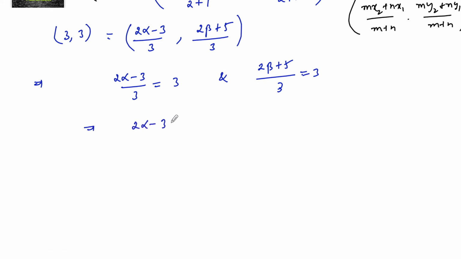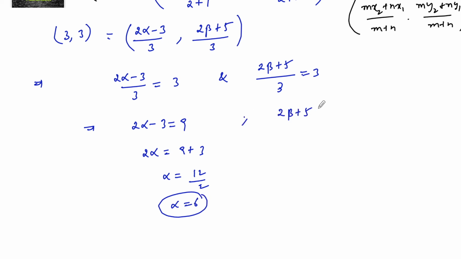2 alpha minus 3 is equal to 3 threes are 9. 2 alpha is equal to 9 plus 3, so alpha is equal to 12 upon 2, so alpha is equal to 6. And here 2 beta plus 5 is equal to 3 threes are 9, and 2 beta is equal to 9 minus 5. So 2 beta is equal to 4, or beta is equal to 4 upon 2, which is equal to 2.